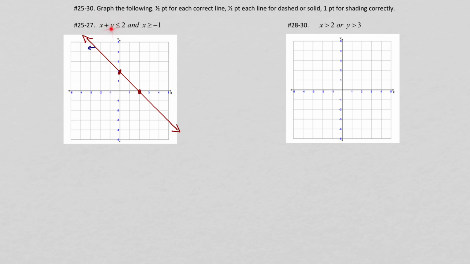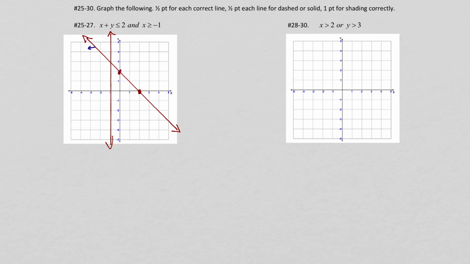But I can put a tiny arrow to remind myself. By the way, if I did y's go up, down, this is positive, so you follow that arrow, you do the downside of this, which is still this side of the line. Okay, x greater than or equal to negative 1 is a solid line at negative 1. So I'll grab my ruler and put a solid line there.